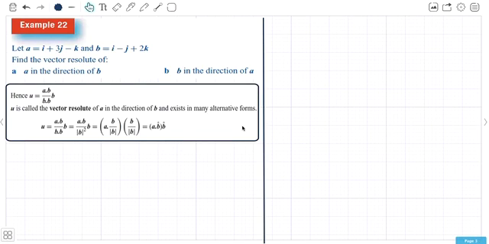So we're going to find vector resolutes now of two vectors here, A and B. We're going to find the vector resolute of A in the direction of B, and then the vector resolute of B in the direction of A. Now I've got here a little piece of the formulas from your textbook.